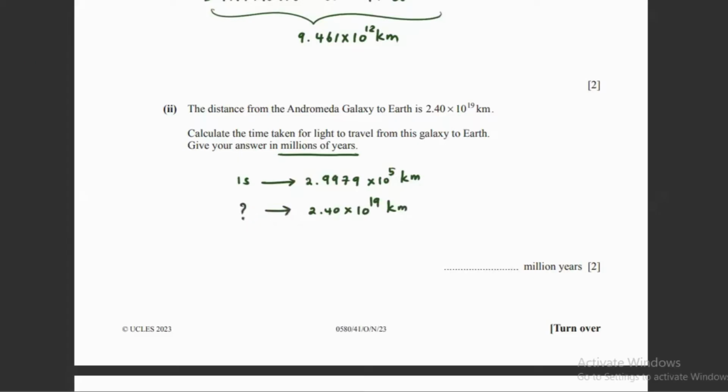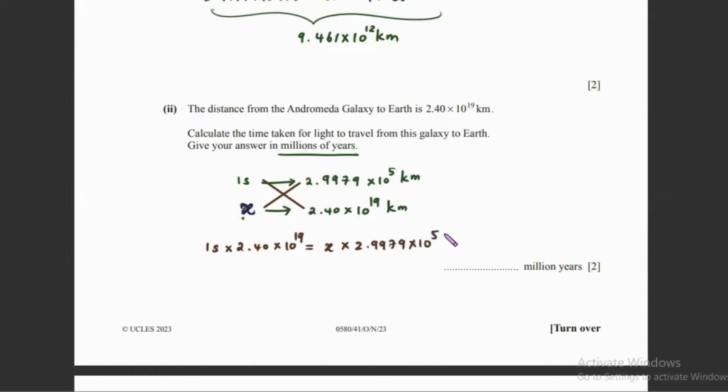So we're going to label this with a variable like x. So 1 second, this is how much it's going to travel. You need to find how long it will take to travel this distance. And now what I got to do is, just like solving equations, I'm going to cross multiply this. So when I cross multiply this, I get 1 second times 2.40 times 10 to the power 19. This is equal to x times 2.9979 times 10 to the power 5.